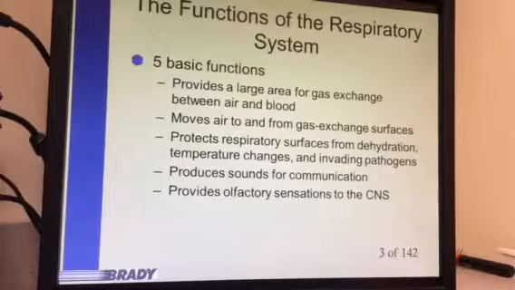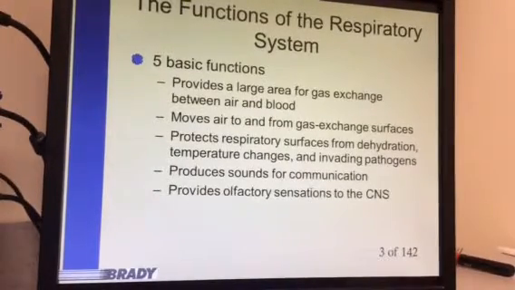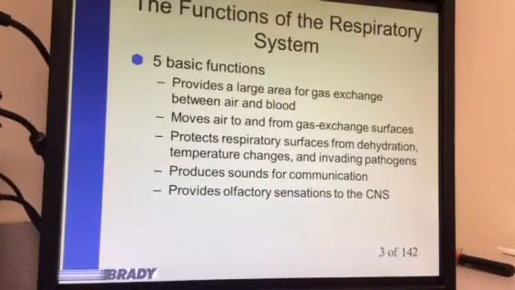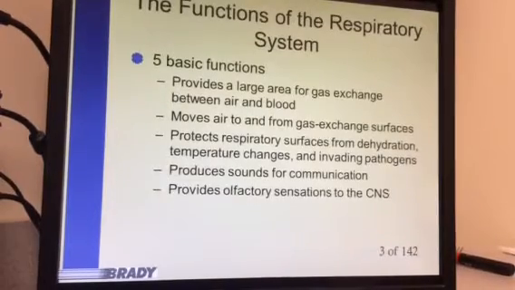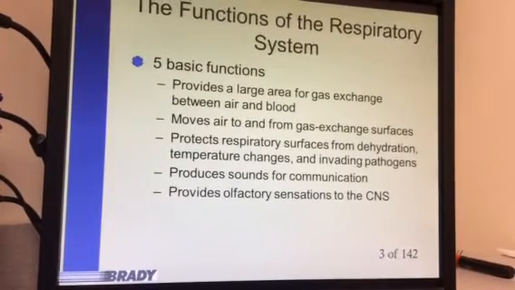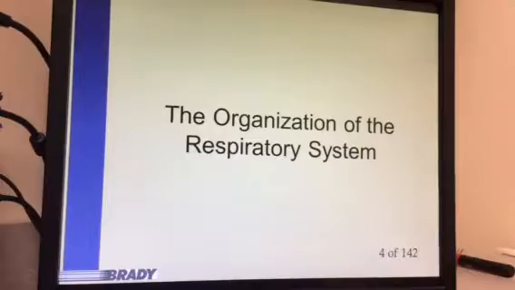So our biggest thing we're doing is getting gas exchange. That's the main function of the respiratory system. It's getting oxygen exchanged for CO2, and that's going to be able to tell us a lot of things as we get into acid-base and other aspects as well. Not only that, but this basically allows us talk, smell, lots of different functions. Dehydration, it can help cool us off when we're hot, lots of different things on there.